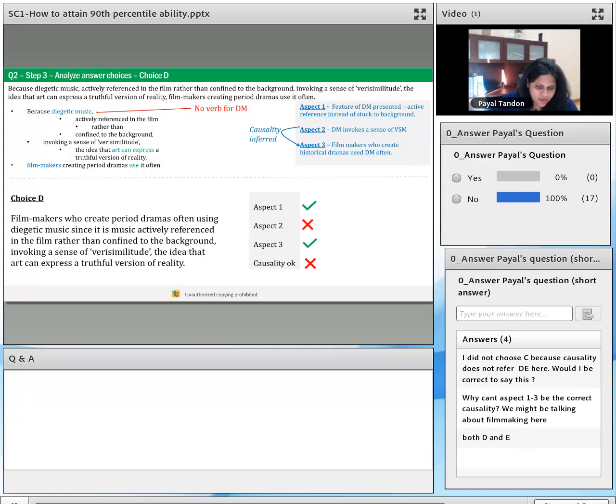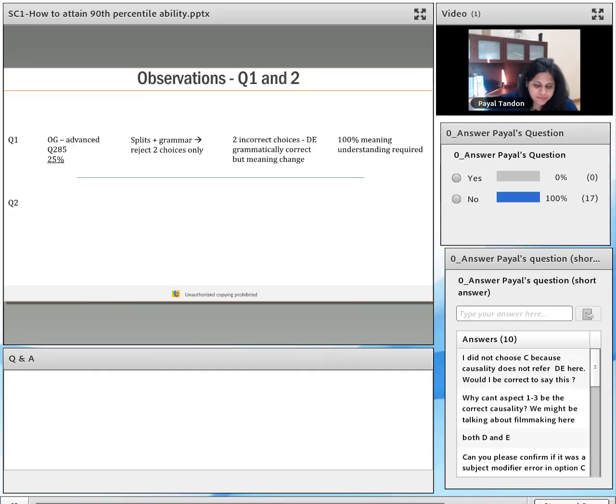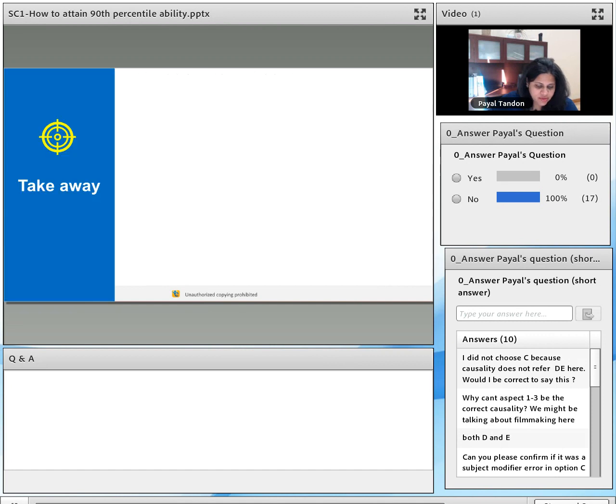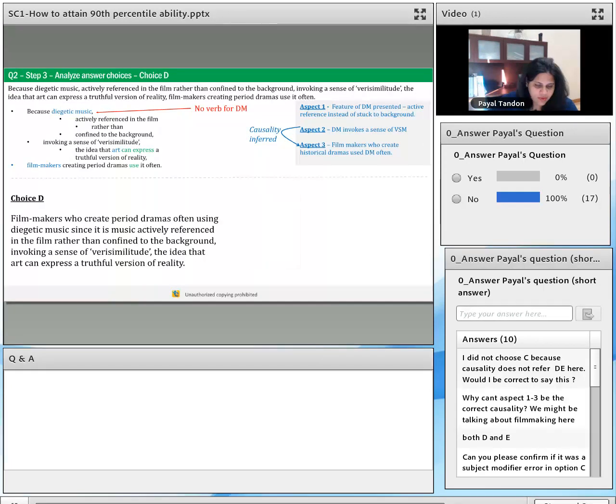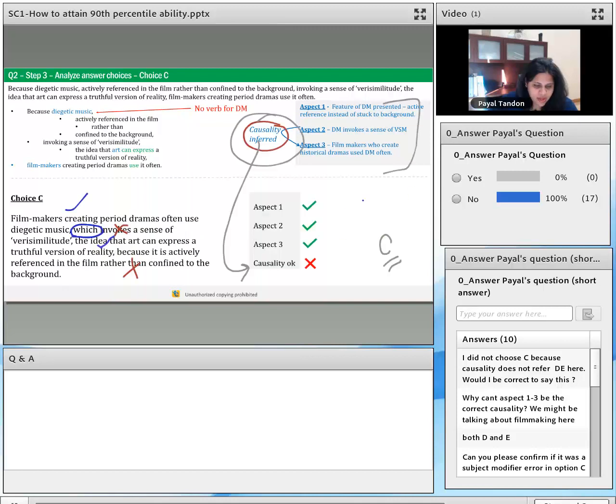Let me see. Do I have a slide with all the answer choices? No. Okay, let me go back. Okay. Choice C, let's see what you're saying. Filmmakers creating period dramas. Okay. I did not choose C because, okay, so which one?